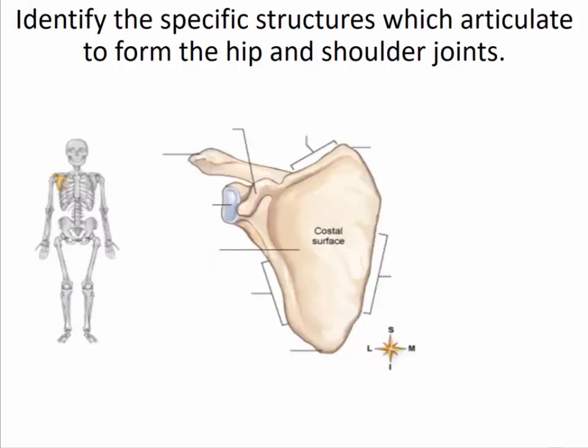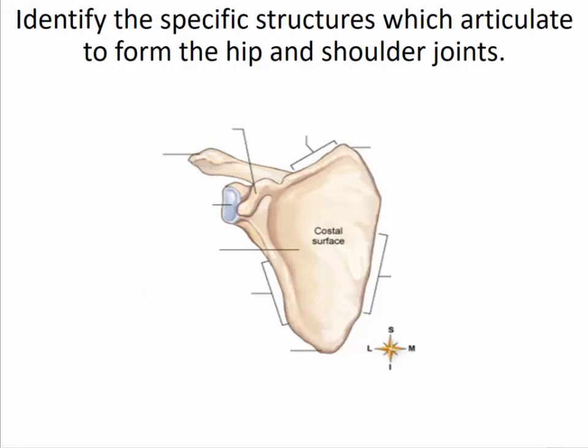To look at the scapula specifically without the humerus in there, this is the scapula. We have the costal surface of the scapula. Costal referring to the rib cage. This is the surface of the scapula that is up against the rib cage, because in the image on the left, you can see that the scapula is behind the rib cage and that costal surface would be up against those ribs.